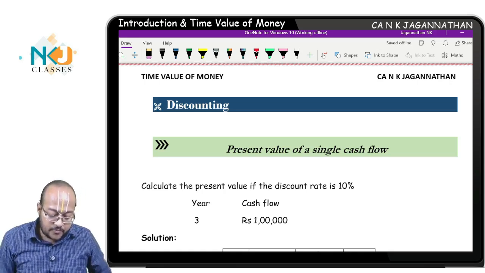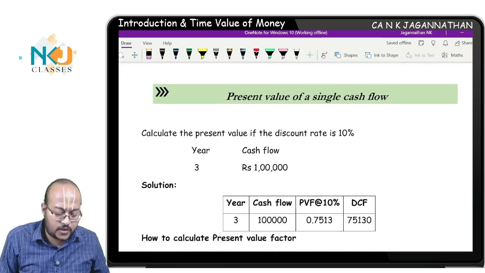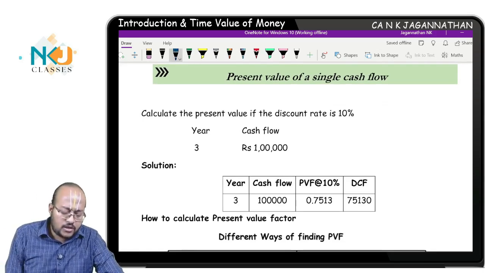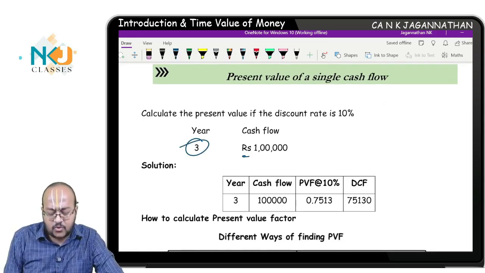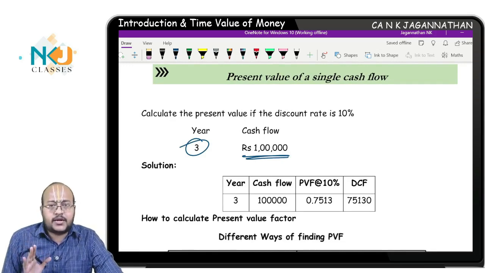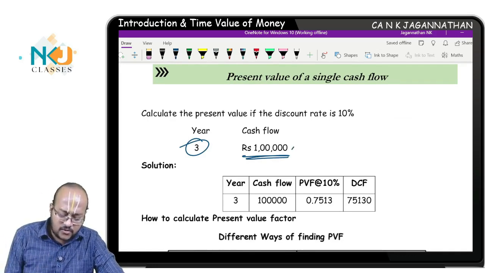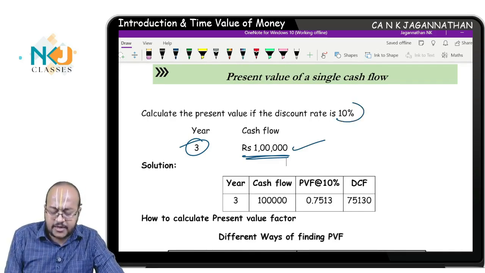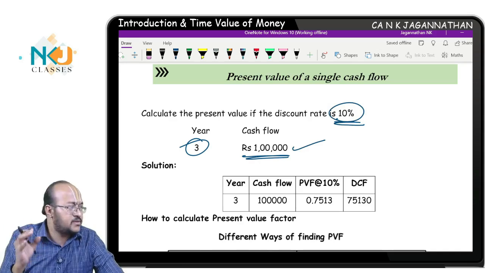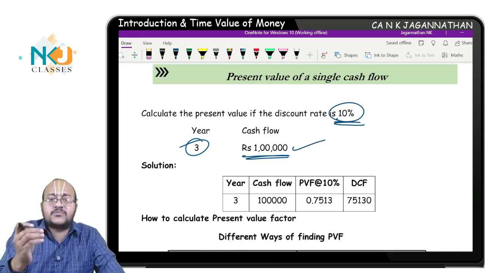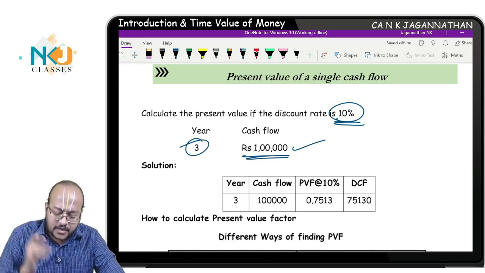Come to discounting, present value of a single cash flow. How to find the present value of a single cash flow? See here, at the end of year 3 you are receiving a cash flow of 1 lakh rupees, correct? First year end you didn't receive anything. Second year end also you didn't receive anything. Third year end you receive 1 lakh rupees, correct? Now the interest rate is 10%. Assume the interest rate is 10%. Discount rate is 10%. Not necessarily every time the interest rate will be your discounting rate. I am just loosely speaking, the interest rate is 10%.